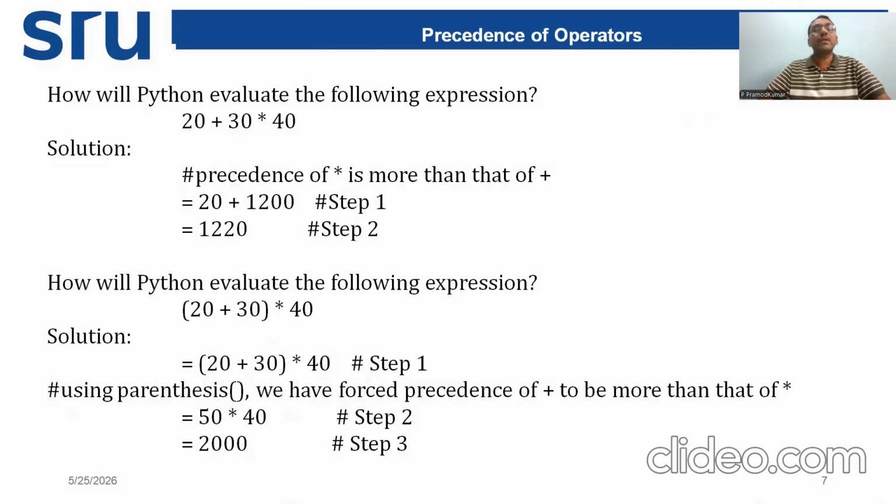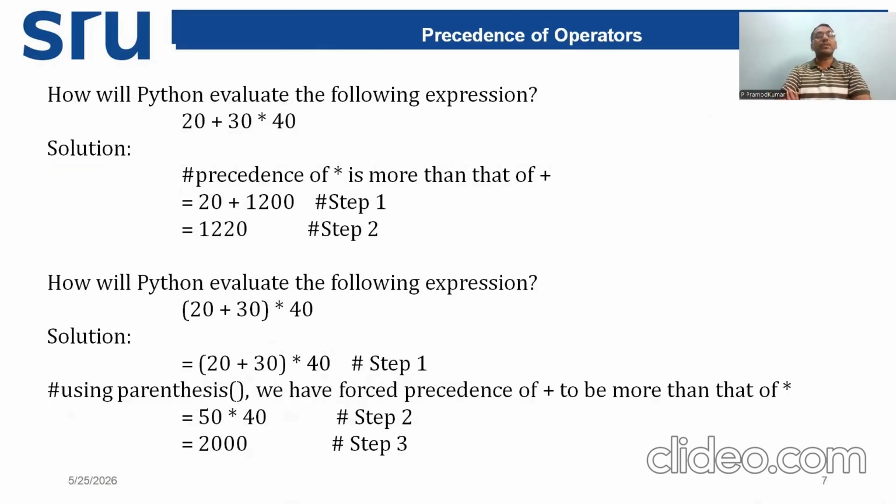In that case, the highest precedence operator, which is multiplication, will be applied first. That means 30 into 40 will be the first operation. That result becomes 1200. Then later, 20 will be added to 1200. The final result becomes 1220. So in this example, what I have told you is that the highest priority operator is applied before the lowest priority operator. That is precedence of operators.